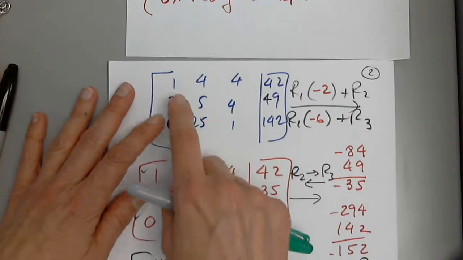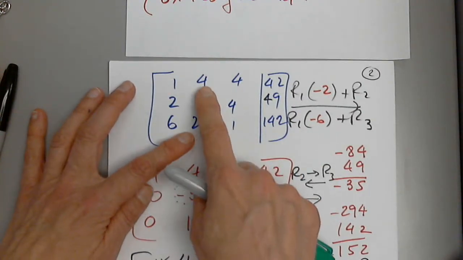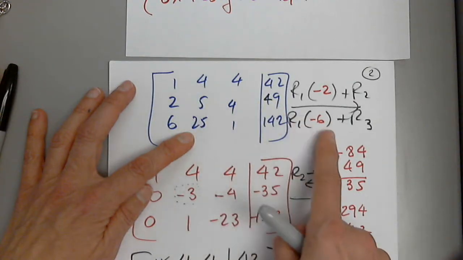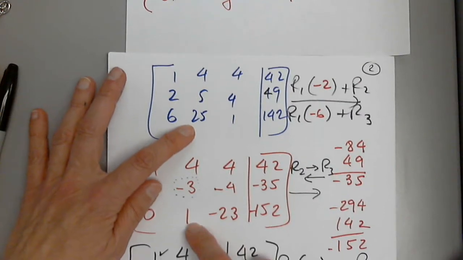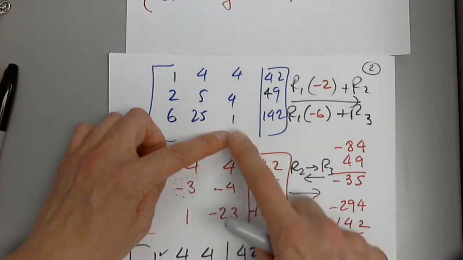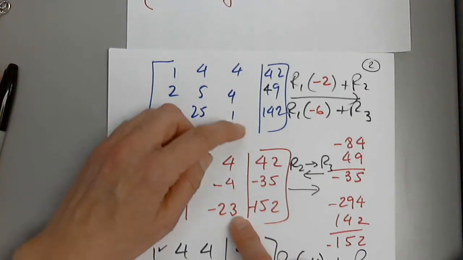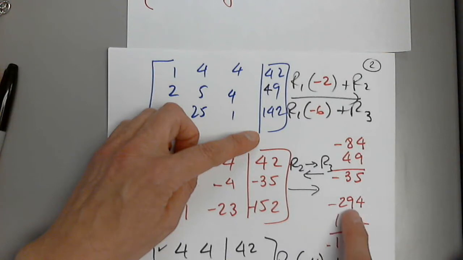Yes? Okay, now, 1 times -6 plus 6. 4 times -6 is -24 plus 25 is 1. So far, so good? Stop me when we check this, okay? -24 plus 1 is -23. And now 42 times -6, let's check that again. I got -294. Is that correct?